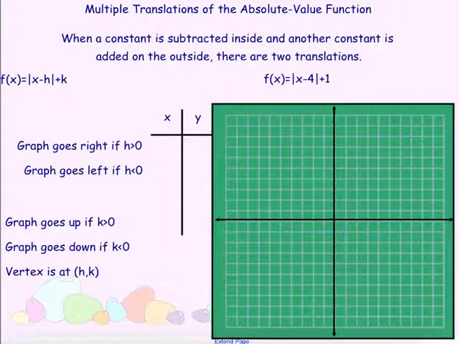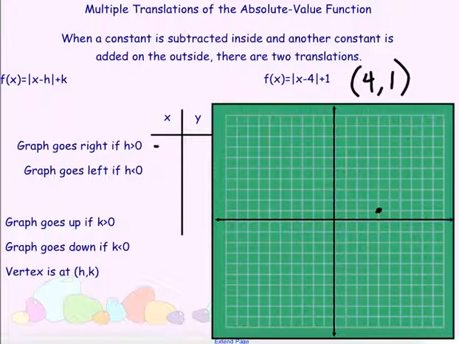Now if we put them together, if I have something subtracted on the inside and added to the outside, we can combine both of these. Now, from what I know about the vertex, I know that the inside is going to change the x coordinate of my vertex. So if I'm subtracting 4, that means that I've moved it to the right 4. And that plus 1, I've moved it up 1, which means that my vertex is actually at 4, 1. And we can prove that by plugging in lots of numbers.